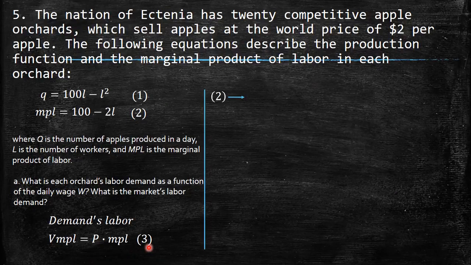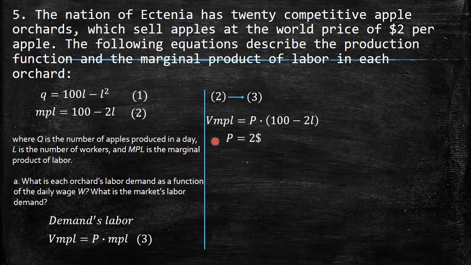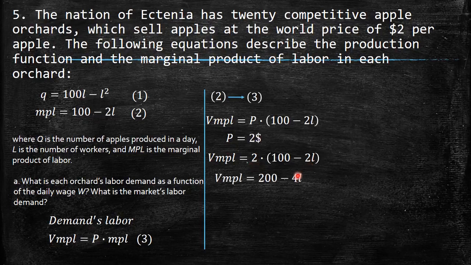Here is the second equation, and here is the third equation. So you can say, okay, I already have the second one, which is this one, so I can insert it into the third equation, right? So then we have that the value of the marginal product of labor is exactly equal to the price times the marginal product of labor. What is the marginal product of labor? It is this one, 100 minus 2L, right? Then we know that the price, because it is provided by the exercise, for apple is 2. Then we just replace the price, equal to 2 times 100 minus 2L. I just multiply. I have 200 minus 4L.